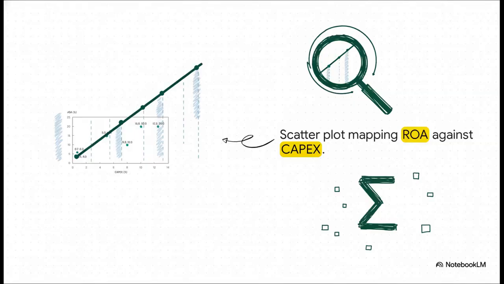You can see this perfectly illustrated right here. When we map return on assets against capital expenditures, we're drawing a line of best fit right through the data points. Now, the vertical distance from each observation to that line, that's a residual. The OLS machine is calculating the exact slope and intercept to make the total sum of the squares of all those vertical distances as tiny as mathematically possible.